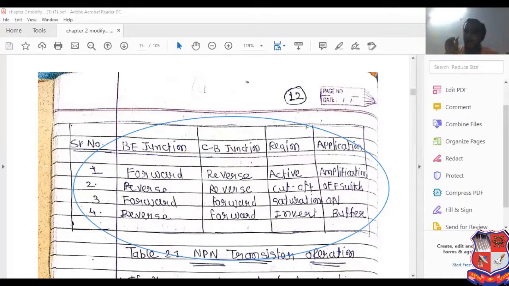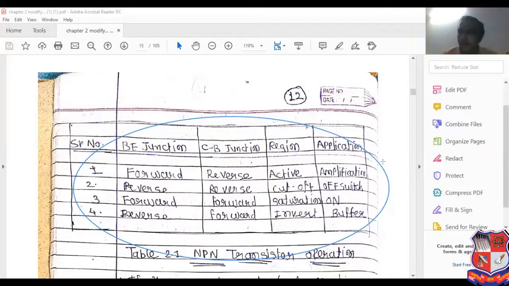Remember that point: in reverse bias only one current flows, which is known as leakage current. And in the inverse case, the base-emitter junction is in reverse bias and the collector-base junction is in forward bias. So it is known as the inverse region. It is not part of the syllabus, but be prepared for that. It is known as a buffer.